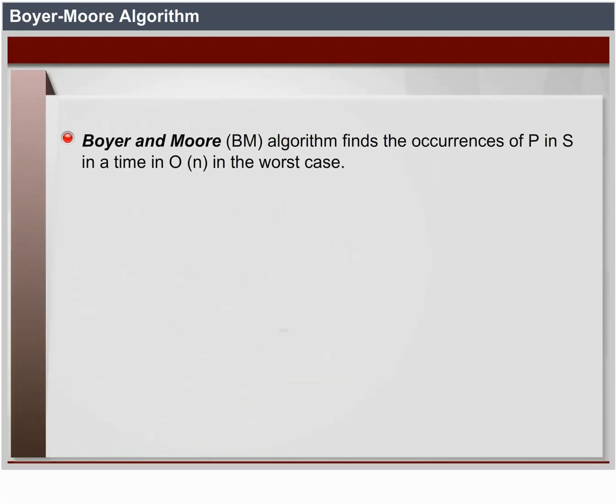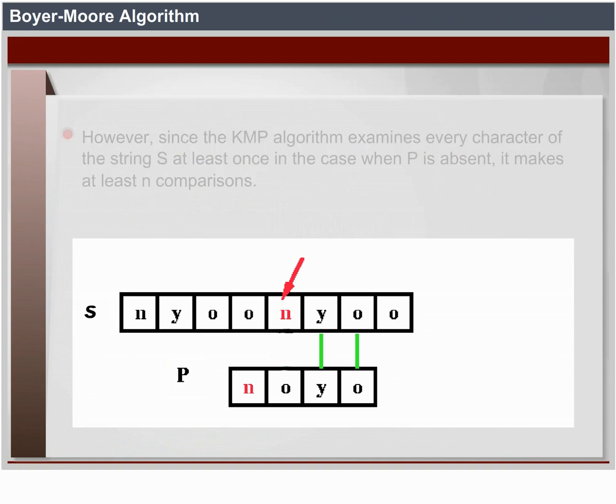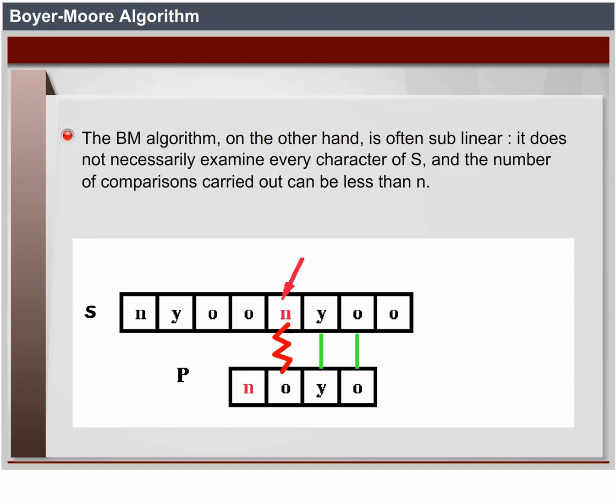Boyer-Moore algorithm. The Boyer and Moore (BM) algorithm finds the occurrences of P in S in a time in big O of n in the worst case. However, since the KMP algorithm examines every character of the string S at least once in the case when P is absent, it makes at least n comparisons. The BM algorithm, on the other hand, is often sublinear. It does not necessarily examine every character of S, and the number of comparisons carried out can be less than n.